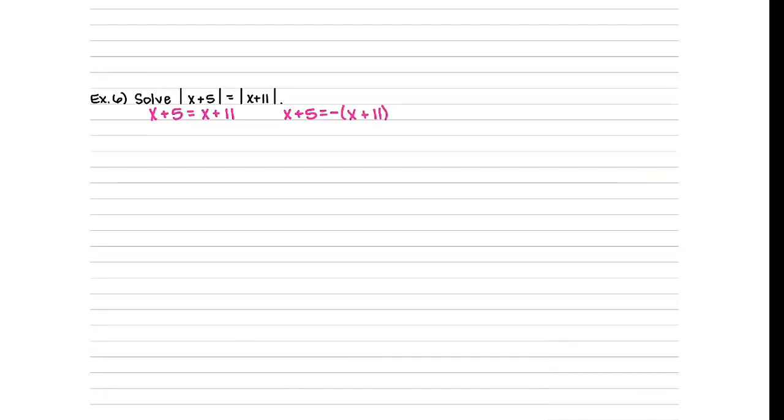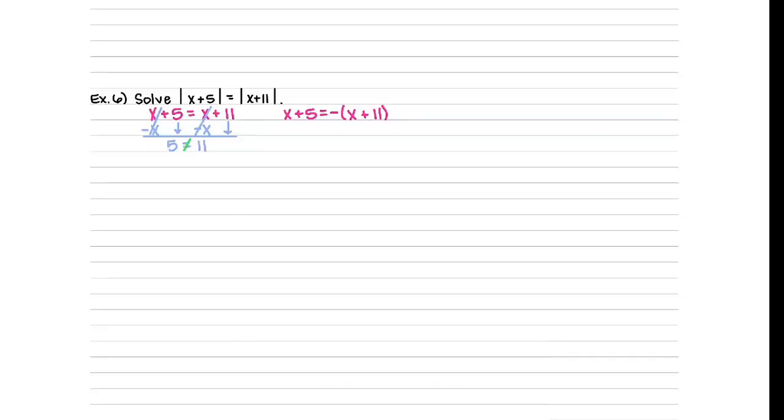So with my equation on the left side, I'm going to subtract my x from each side, and I get 5 is equal to 11. Well, that's a false statement. So this one we're not going to work with. 5 is not equal to 11. So we don't work with that one. Just forget about it.